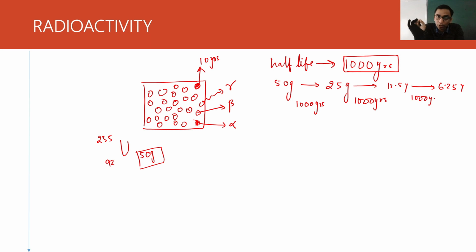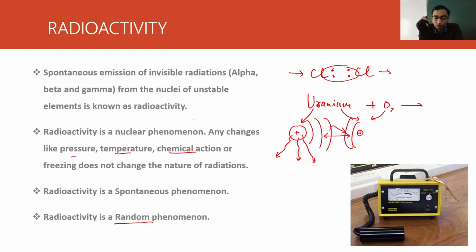But the final product should become stable, and when I say stable, it does not mean stability through the octet or duplet rule. We will understand the process of alpha, beta and gamma emission in detail. So this is what a random phenomenon is. We can't say which nuclei is going to emit what at what time.